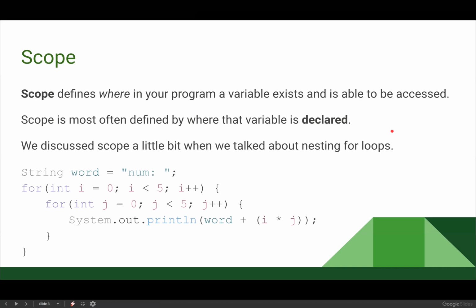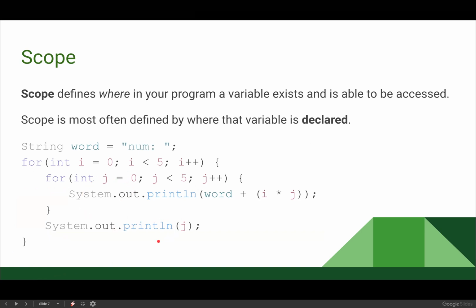We talked about scope a little bit when we were discussing nesting for loops. So we had our string outside, we had our int i and our int j. That word is available for use throughout that whole program. i is only accessible within that outside for loop, and j is only accessible within this inside for loop. So if I try to use j outside of its for loop, it's not going to exist. It's out of scope. So we have our descending levels of scope there.